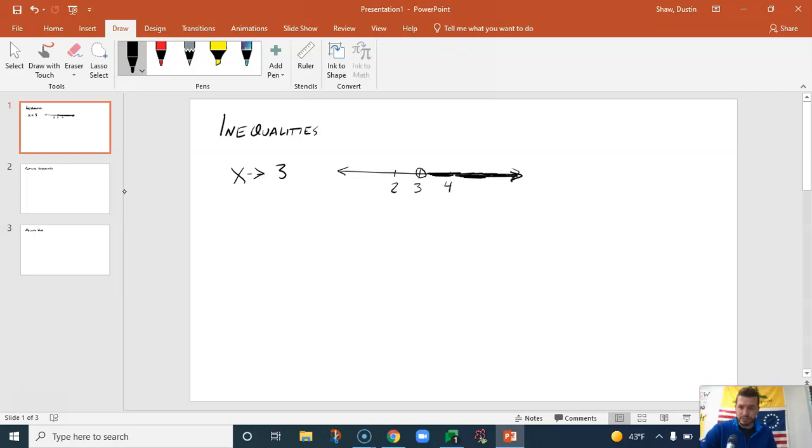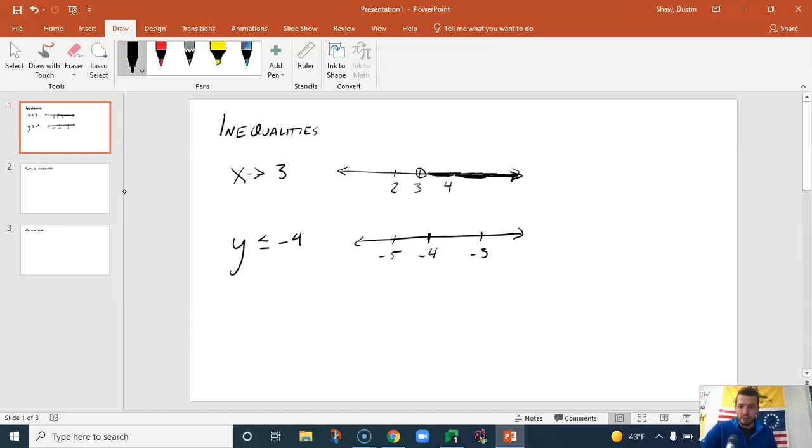Okay, let's do another one. Let's say y is less than or equal to negative 4. Then we need our number line again. It's not very straight, but that's okay. Here's negative 4, and over here we'll have negative 5, and then negative 3. Remember, negative numbers go the opposite direction.